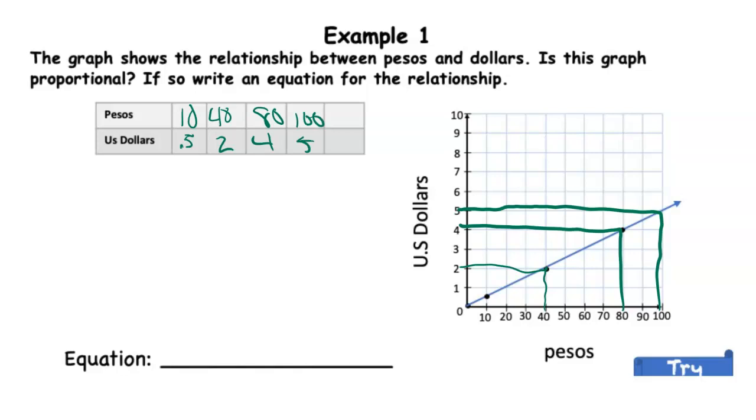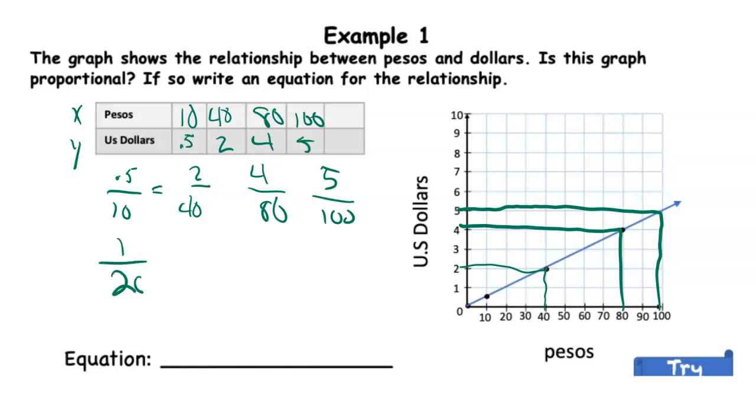So I could pick any one of these points. I could put my y value over my x value. So the first one is 0.5 over 10, or 2 over 40, because remember, this is my x value, this is my y value. It's not always just the larger number in the numerator. It's just the y value on the numerator, the x value in the denominator, then you divide. So I could have 4 over 80, or I could have 5 over 100. They all would simplify to 1/20.